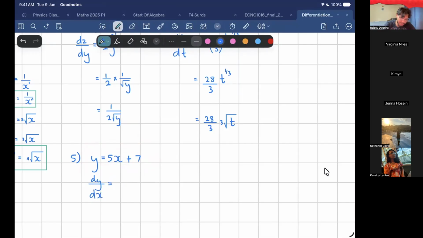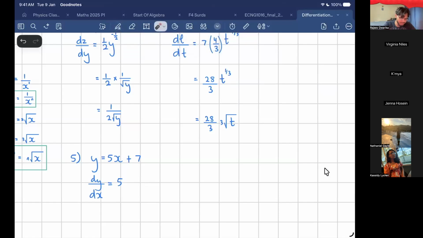Remember, dy dx is a gradient function. Now, in this case, would you say that 5 is a function? Yes or no, guys? No, sir. I would not call 5 a function. 5 is actually a what? What do you call 5? A constant. Okay. 5 is a constant term.